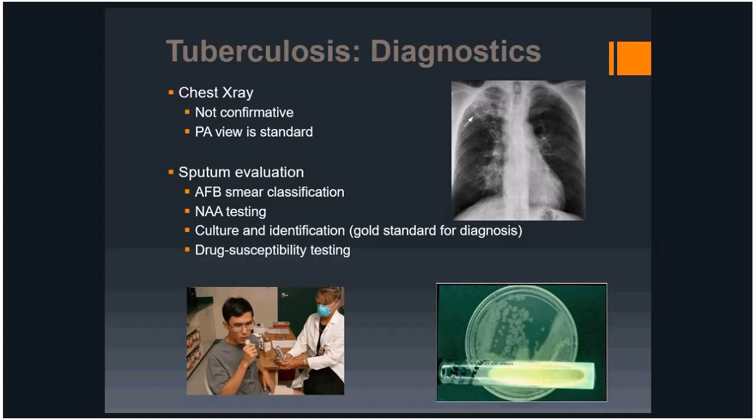What is going to confirm if someone has active tuberculosis is sputum evaluation. They're going to look at an AFB smear of the sputum to see if there are bacilli present. NAA testing is going to look for the genetic TB material to confirm that it's there. You also have cultures that are done. Culture is currently the gold standard for diagnosis. You will also see some drug susceptibility testing done on sputum to make sure that the medications that are typically prescribed are appropriate.